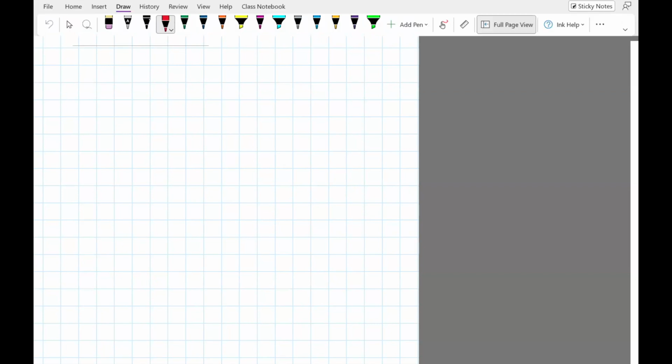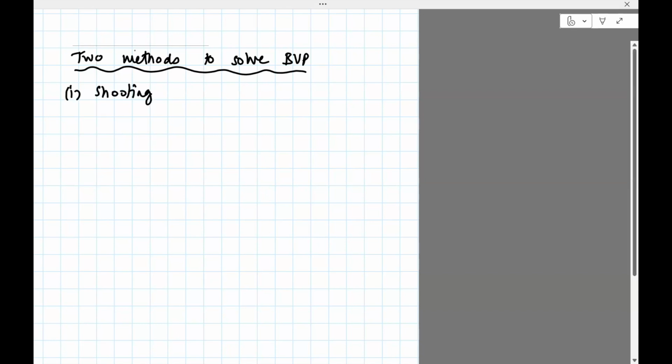So I'll show you two methods to solve boundary value problems. Number one is called the shooting method. The second one is called the finite difference method.